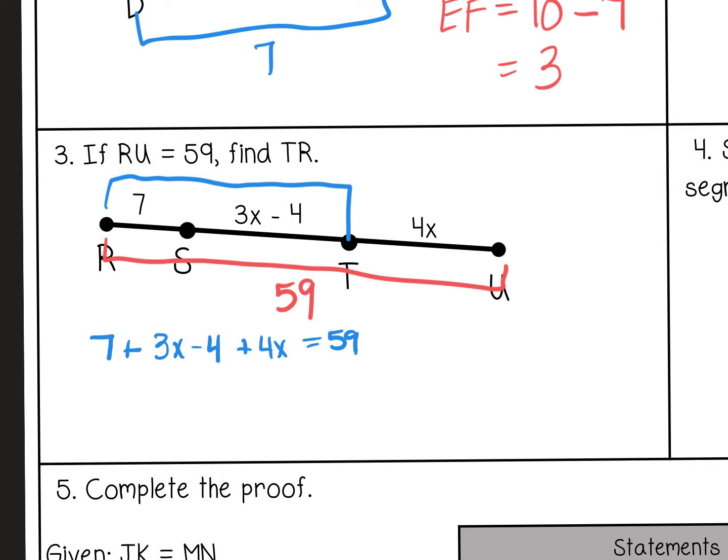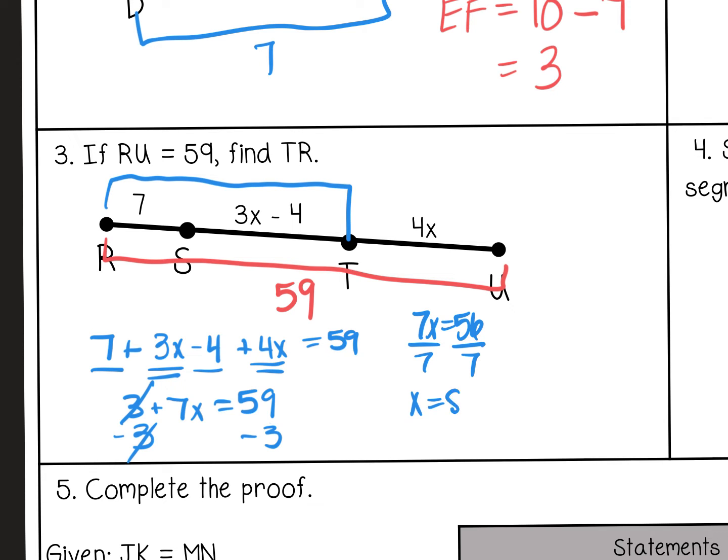Then we're going to find x. I'm going to combine my like terms of 7 and negative 4, which is 3, and 3x plus 4x is 7x, equals 59. Subtract 3. Sorry, I messed up. You're subtracting 3. So those 3's cancel. 59 minus 3 gives you 56. So 7x equals 56. Divide by 7, and x equals 8. Now that we know x equals 8, we can plug that in for this x right here.